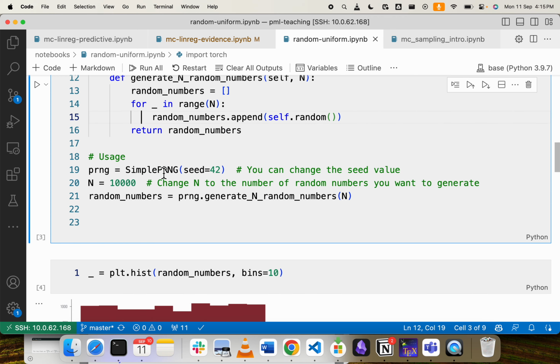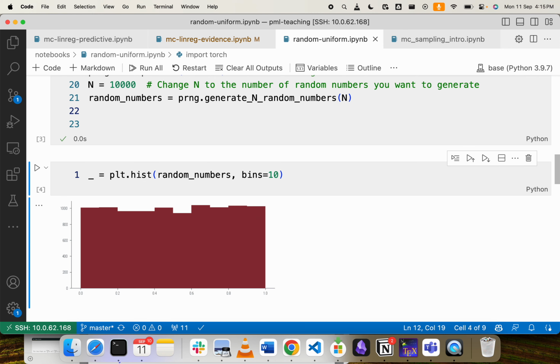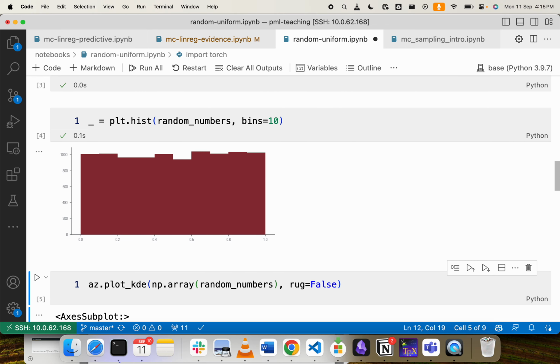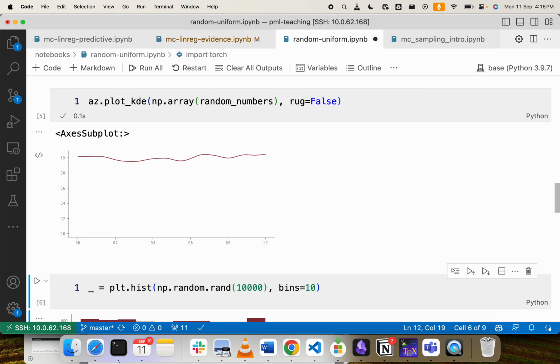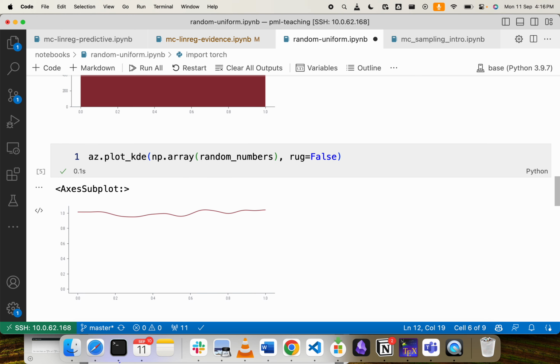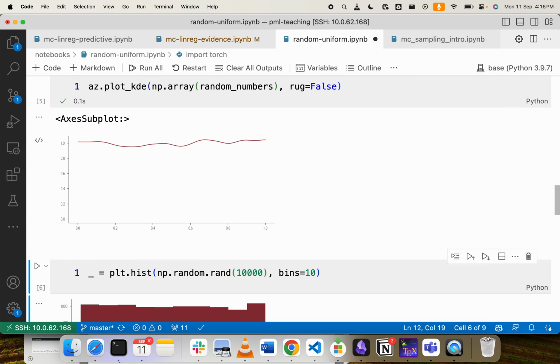So I call it simple PRNG. I pass in the seed. I generate some 10,000 numbers, and if I plot a histogram of them, they are between 0 and 1 as expected as a sanity check, and it seems to be fairly uniform. Right? I can also plot the KDE plot for this, and it seems to be working fine. Kernel density estimation, it's as expected.